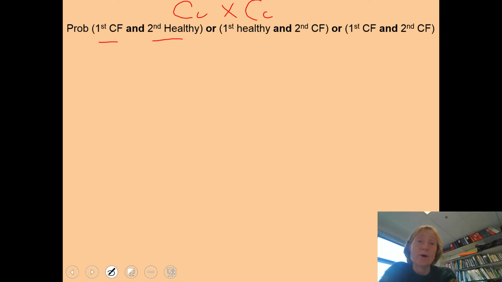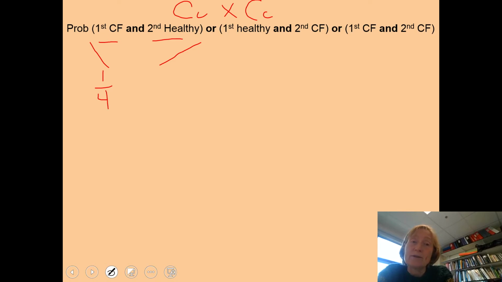We need to figure out the probability of each part. And then, do you see the ands and the ors? Those are the clues for thinking about, do we add or do we multiply the separate probabilities? So first, what's the probability of getting this combination? Having the first child with cystic fibrosis and the second child healthy. Well, what's the probability of having cystic fibrosis? You can look back at your cross, but it's 1/4.